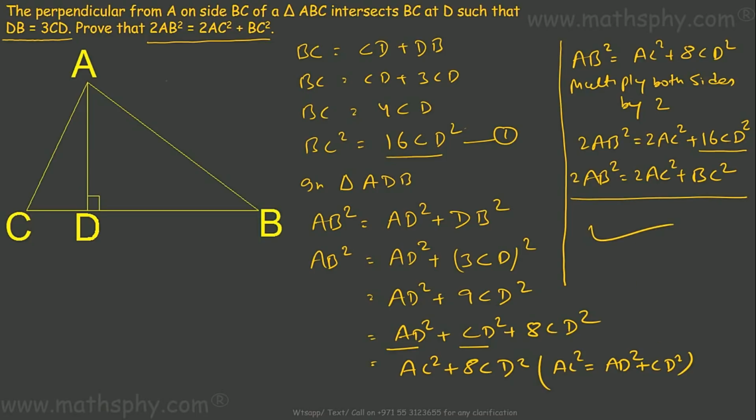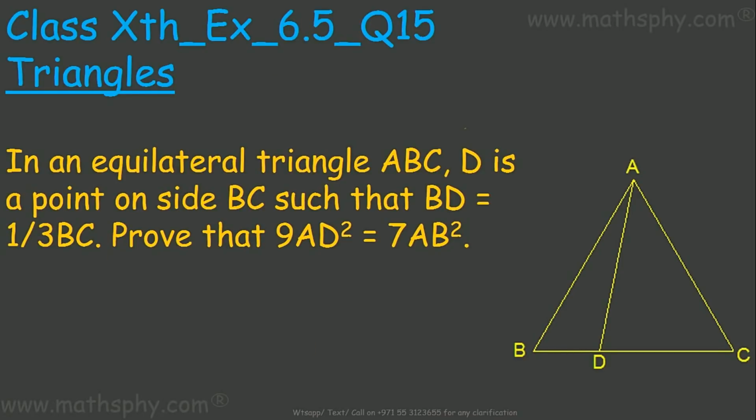Done? This question here says, in an equilateral triangle ABC, this triangle ABC here, which is an equilateral triangle, D is a point on side BC, this point on side BC, such that BD is 1/3 of BC, meaning BC is 3 times bigger than BD. We have to prove that 9AD square equals 7AB square.